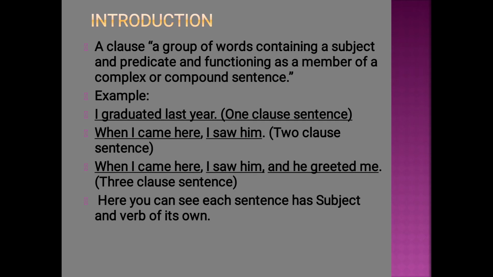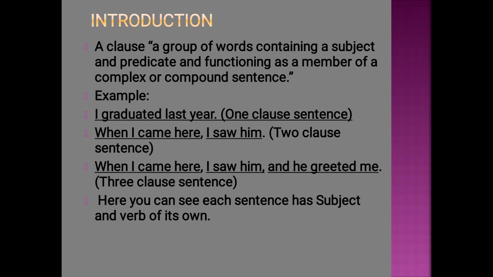Now see the complex sentence: when I came here, I saw him and he greeted me. If you break all these up, these 3 parts each have meaning. When I came here, I is what? Subject. Came is the verb. So here it is one clause. I again subject, saw verb. He subject, greeted verb. So now you can find that different subjects are there, but all have a different verb combination. This actually is the difference between a clause and a phrase.